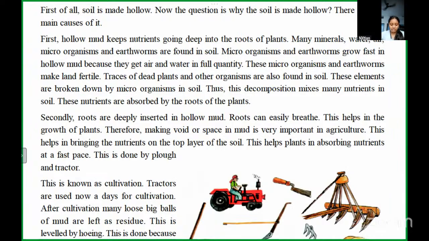Now, there are two main causes. Hollow mud helps nutrients go deep into the roots. When the mud is hollow, the nutrients can easily reach the roots instead of when it is packed together. The water will also go deeper to the roots. Many microorganisms and earthworms are found in the soil. Microorganisms and earthworms grow fast in hollow mud because they get air and water in full quantity.